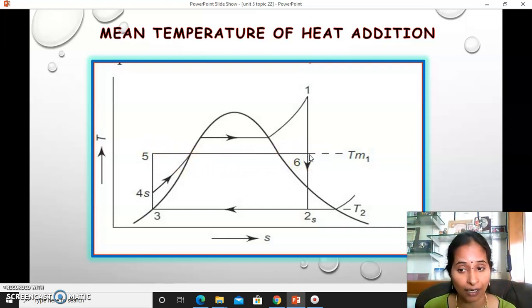In the Carnot cycle, it is assumed that all the heat is supplied between 5 and 6 at constant pressure and constant temperature. But in the Rankine cycle, it is not maintained so. So what could we do? What is this term, mean temperature of heat addition?